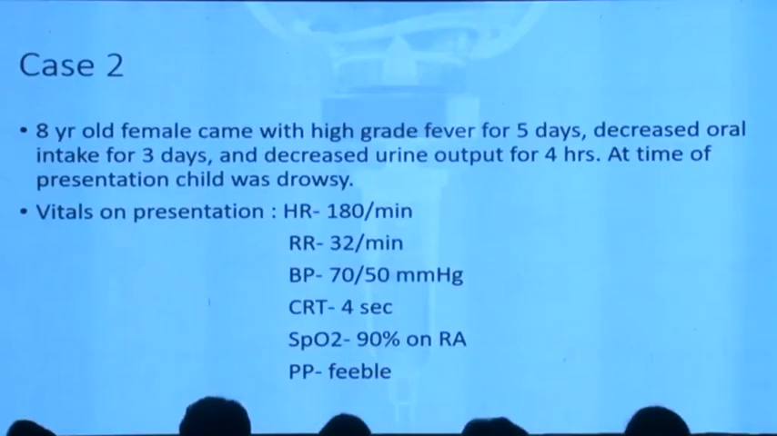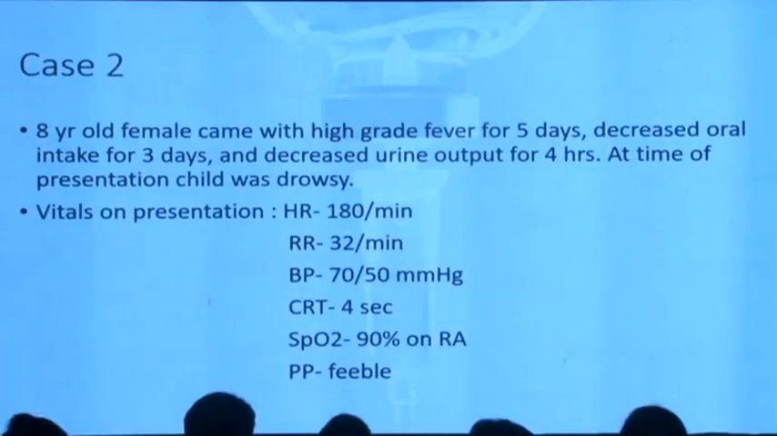Now we come to the second case. An 8-year-old female came with high-grade fever for 5 days, decreased oral intake, and now decreased urine output for 4 hours. At the time of presentation, the child was tachycardic, tachypneic. Her blood pressure was on the lower side. Her CRT was prolonged, and saturation was a bit low on room air. And even peripheral pulses were feeble. So you diagnosed shock.